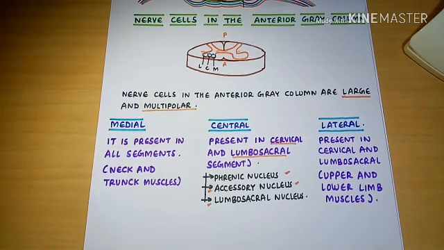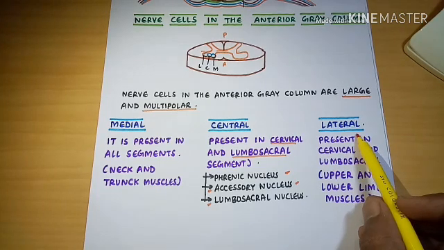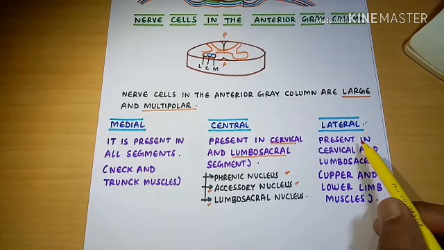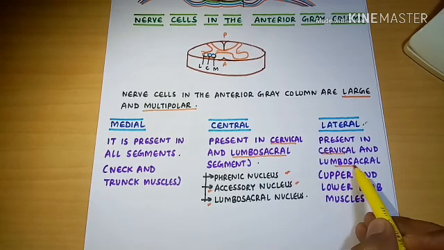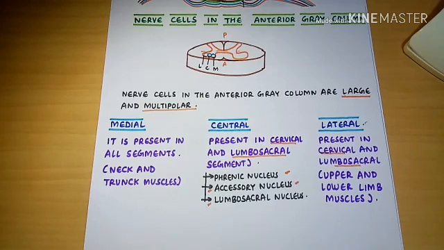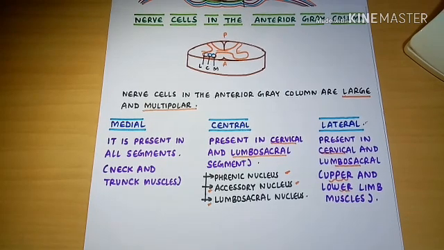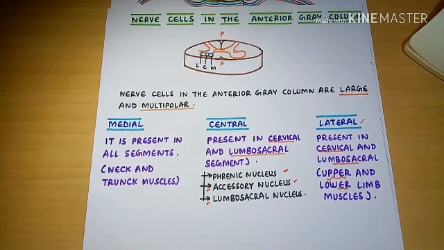The third type of nerve cell in the anterior gray column is the lateral. It is present in the cervical and lumbosacral regions also. So this is also not present at the full level of the spinal cord. It is present at the cervical and the lumbosacral levels, as with the central nerve cells of the anterior gray column, and it will innervate the muscles of the upper limb and the lower limb, isn't it? So these are the nerve cells in the anterior gray column. We'll be studying the nerve cells in the posterior gray column in the next section of the video.